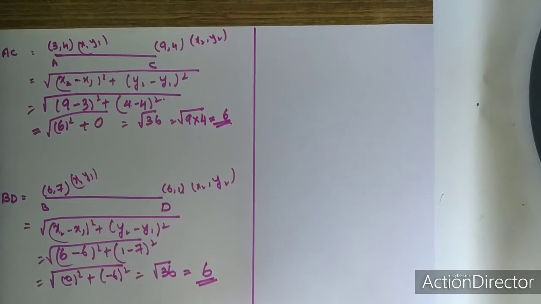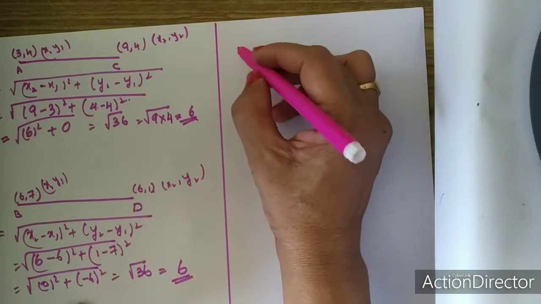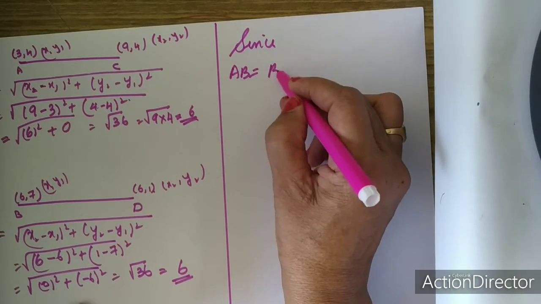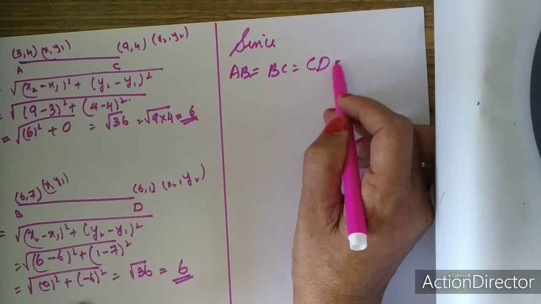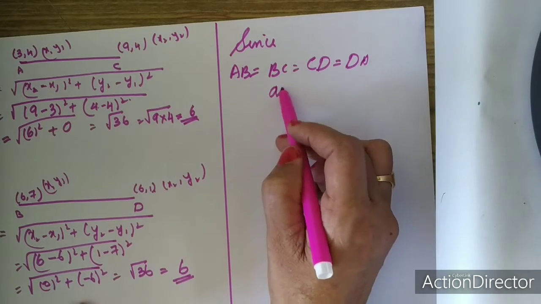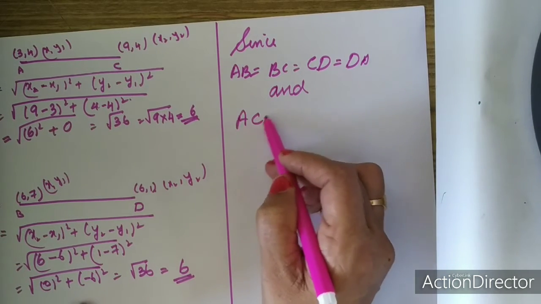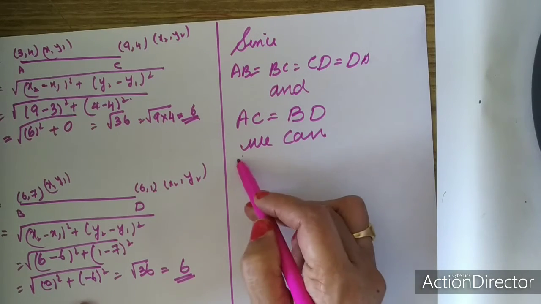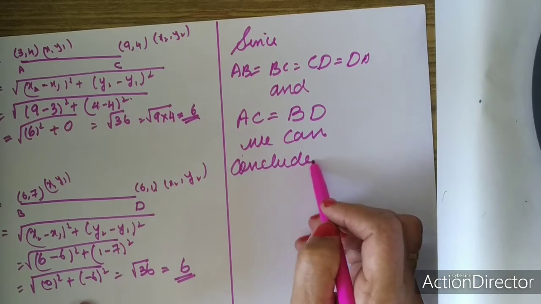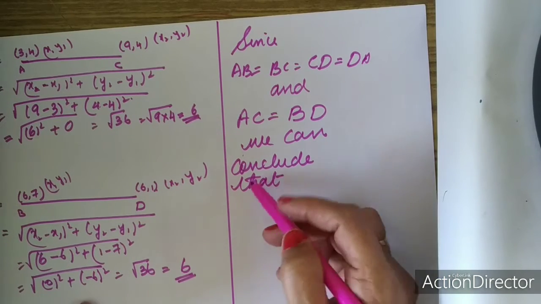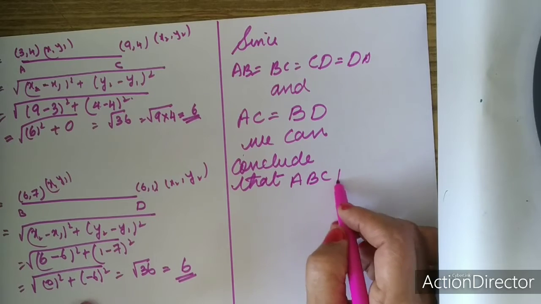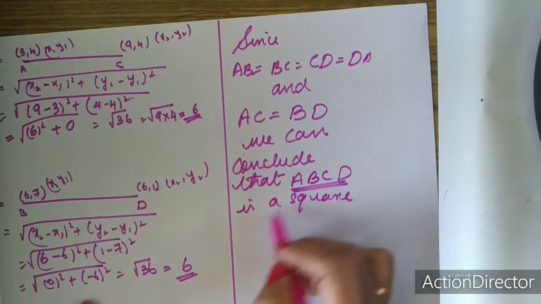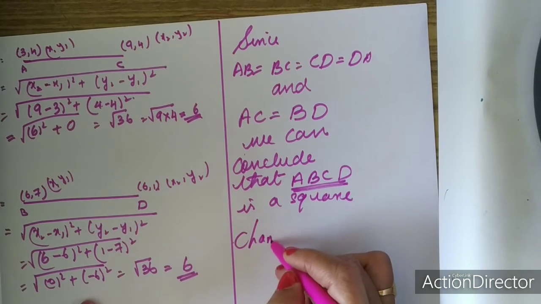Now the two diagonals are also equal. So we can conclude, since AB is equal to BC is equal to CD is equal to DA and diagonals are equal, AC is equal to BD, we can conclude that ABCD is a square. So who is correct now? Champa is correct.